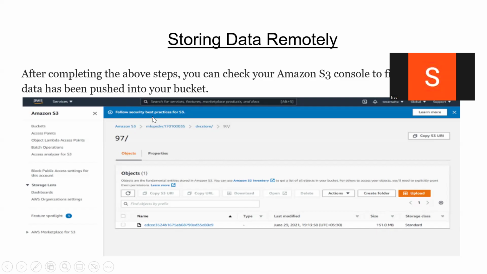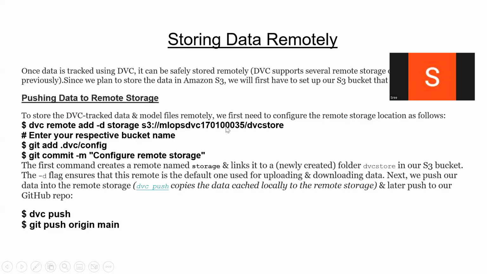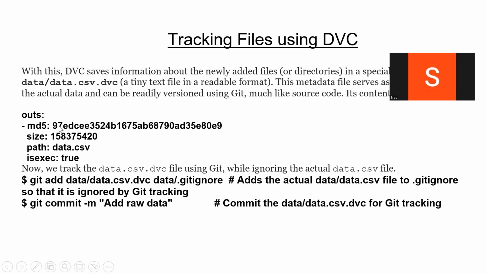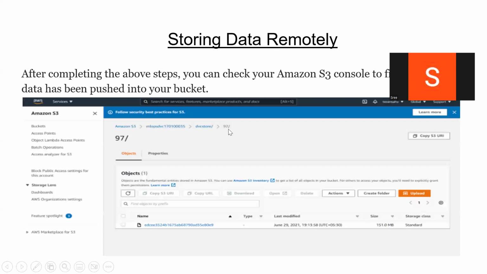Which means you can see here the DVC store and 97 or 92, something like that. You can see here this 97, this 97EDCCE. This is the 97 folder, and you can see EDC. Is it the same file or not?